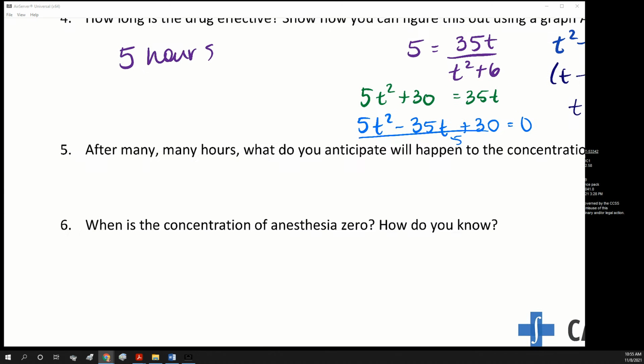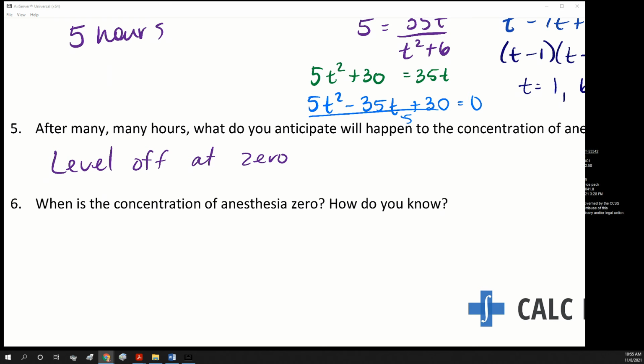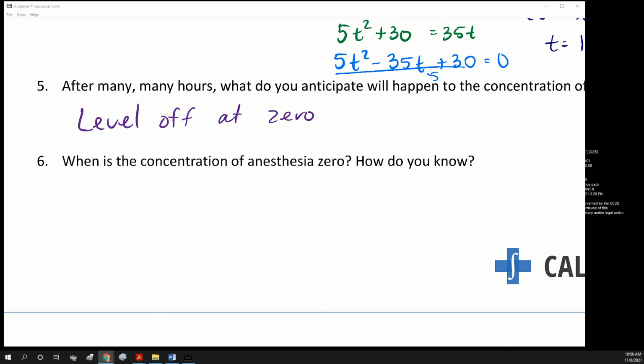All right. And then what do you guys anticipate would happen after many hours to the concentration of anesthesia in the bloodstream? It should level off. It should go away. We're going to say level off at 0. Now this algebraic function, after time, it actually doesn't ever get to 0. I do think in real life, eventually your blood will filter out the anesthesia. I don't know. Maybe there's some tiny bit of remnants of anesthesia in your blood after lots and lots of time. I don't really know how that works. But mathematically, algebraically, it actually is only 0 at one time.